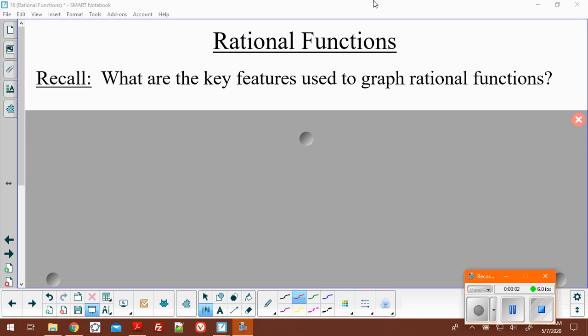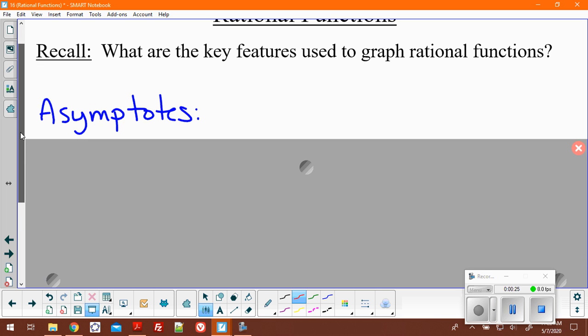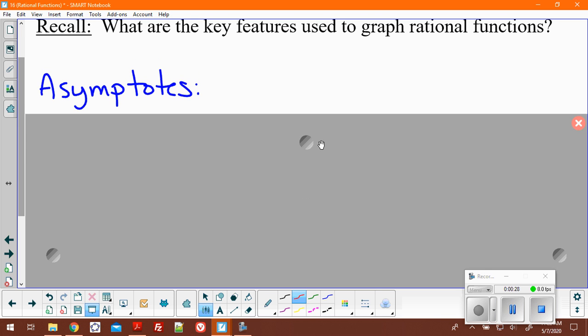Hello everyone. In this lesson, we're going to do the same thing we did in the previous lesson, go through a curve sketching procedure, but we're going to do it with a rational function. As a quick review, what are some of the key things that you need to graph a rational function? The main thing we're going to have to watch for is asymptotes, because there's three different kinds that could show up in a rational function.